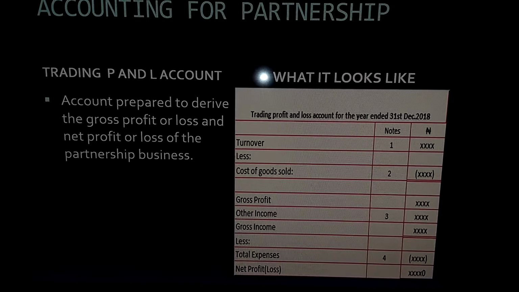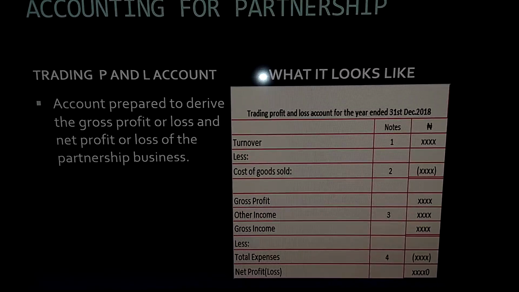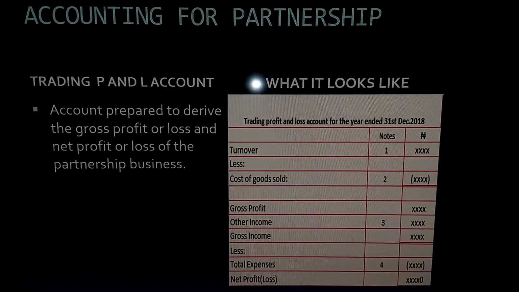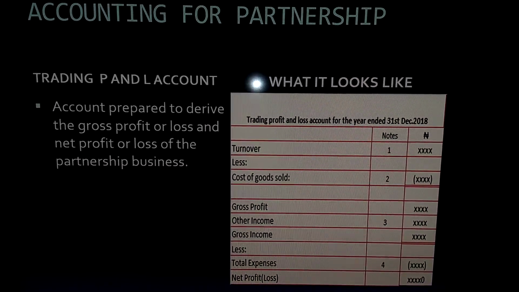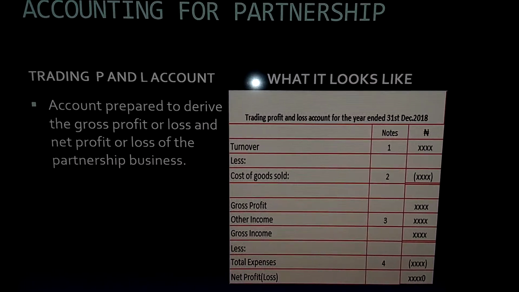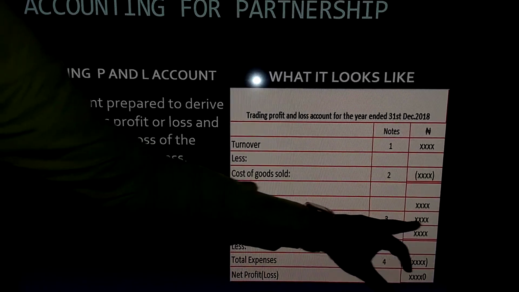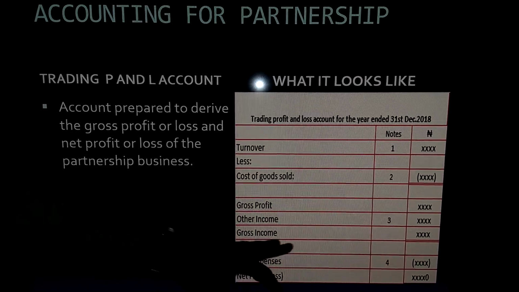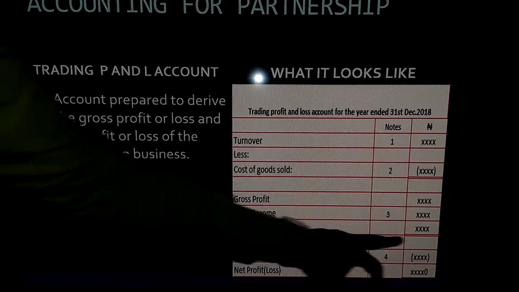And then you have your other income, aside from the ordinary cost of business. For instance, you can have commissions received, you can have discount received, you can have rental incomes. Those are added to your gross profit. That's note 3 here, which can have a detailed breakdown of those items that make up your other income. When you add it to your gross profit, you have your gross income here.